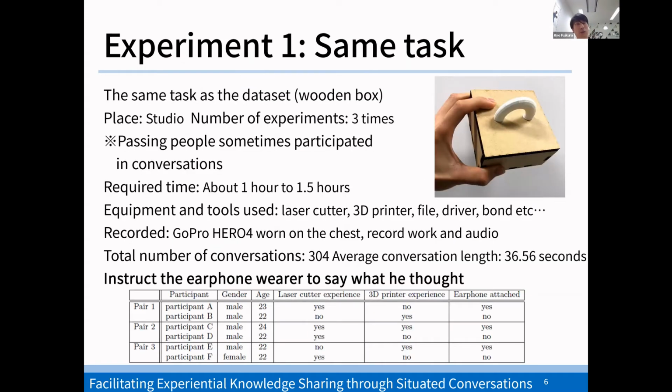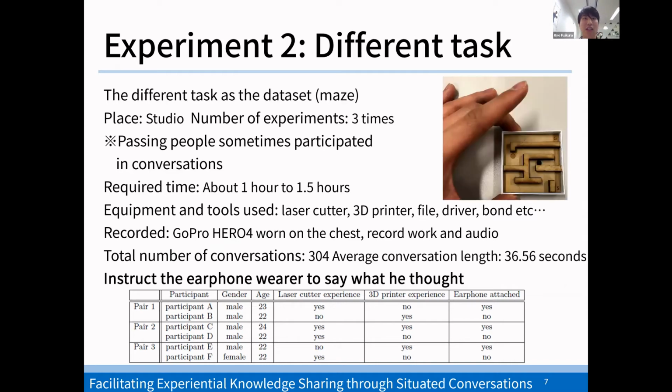We conducted an experiment. In the experiment, participants performed tasks while listening to the conversation. The task in the experiment was making a wooden box. It's the same task as the workshop. We collected conversation data. We asked the earphones wearer to verbalize what they thought as much as possible.